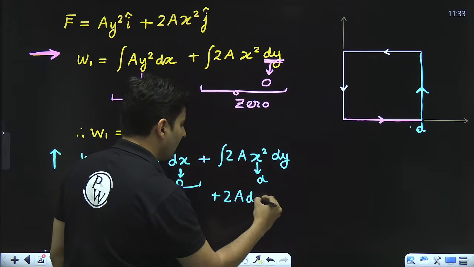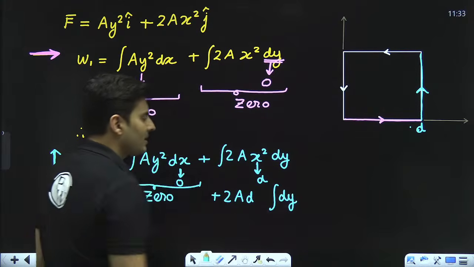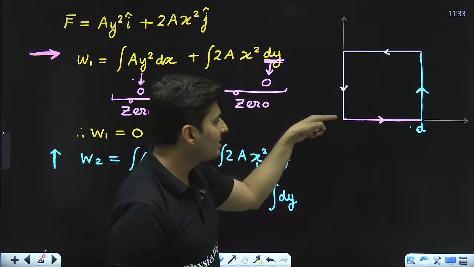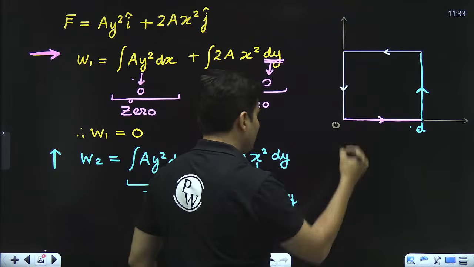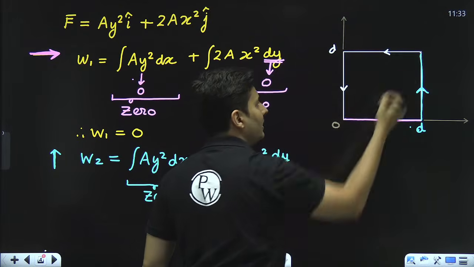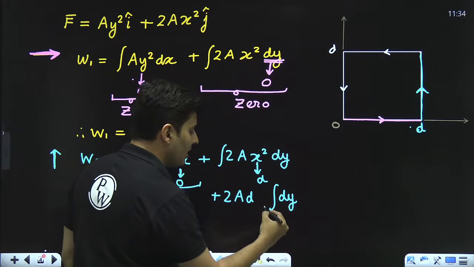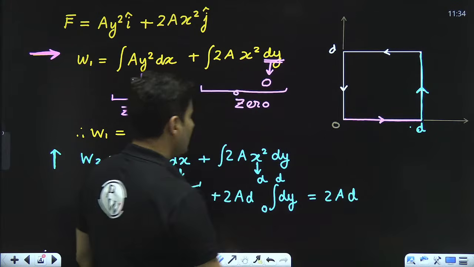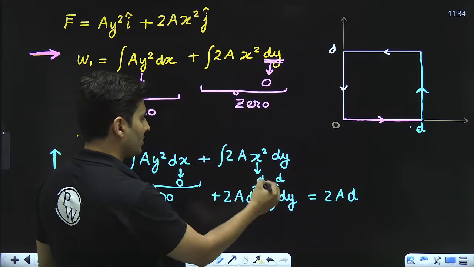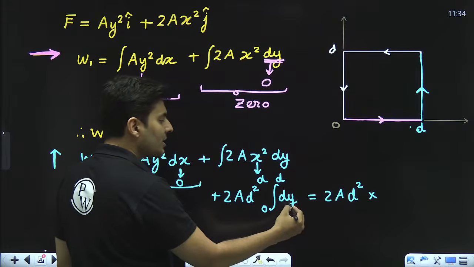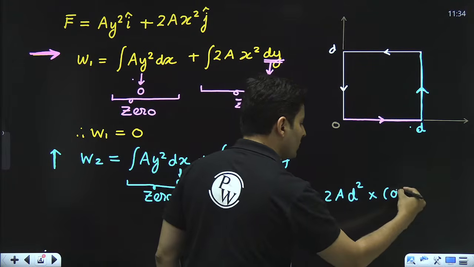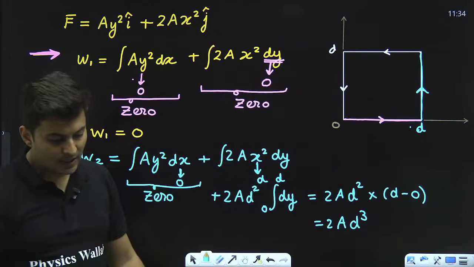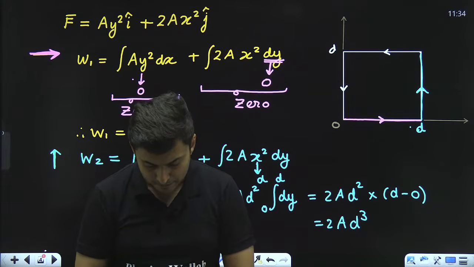So d, a and 2 are constants. So 2a and d, I can bring it outside the integral. Only thing that remains is integration of dy. My y coordinate keeps changing, so integral of dy remains. And if you notice, the y coordinate starts from 0 and it eventually goes till d. So the limits of this integration will start from 0 and go till d. So if you do the math, it will be nothing but 2ad, this was d square, sorry, because x was d, so this was d square, multiplied by integration of dy, which is d minus 0. So hence this will be nothing but 2ad cube. Is this clear, my dear warriors? Everybody till this point? Very good.